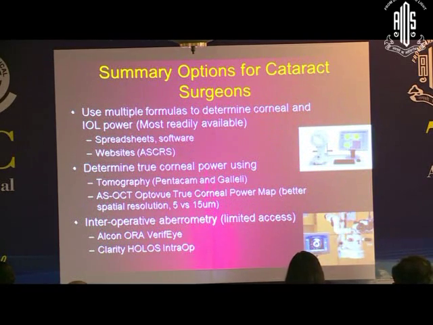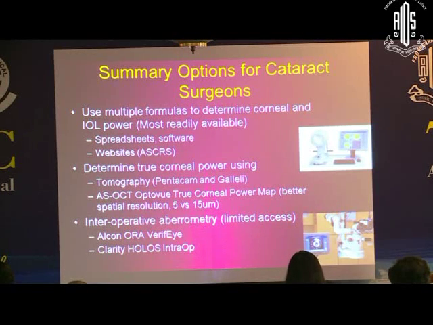So in summary, surgeons have the following options for post-refractive patients. One is to use multiple formulas to determine corneal power. These are obviously available with various spreadsheets, software in the optical biometry machines, as well as the different websites. Another is determining the true corneal power either using tomography such as Pentacam or Galilei, or most recently anterior segment OCT, such as the OptiVue True Corneal Power Map. This has actually been shown to have better spatial resolution compared to tomography, of 5 microns versus 15 microns.